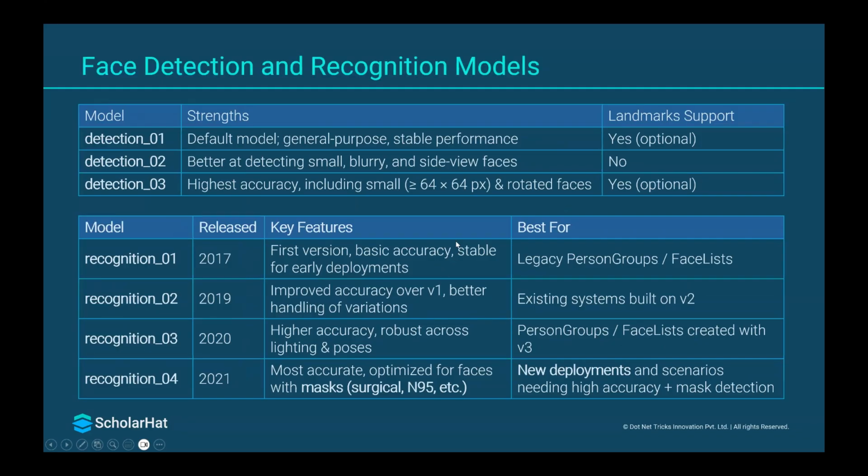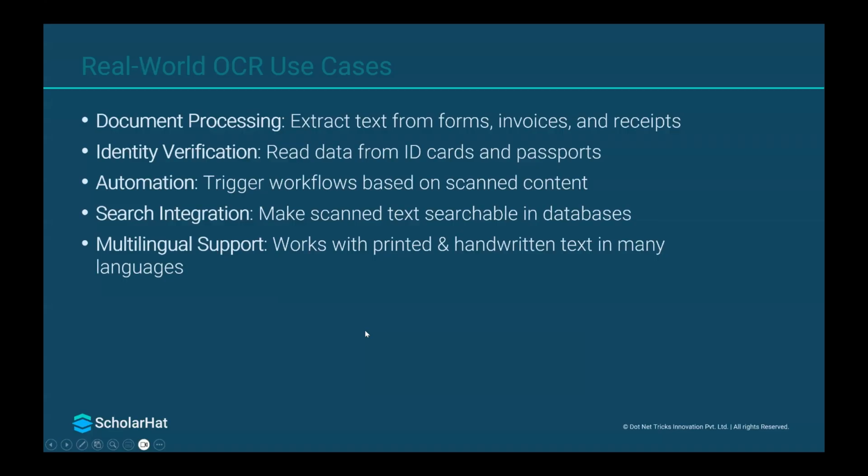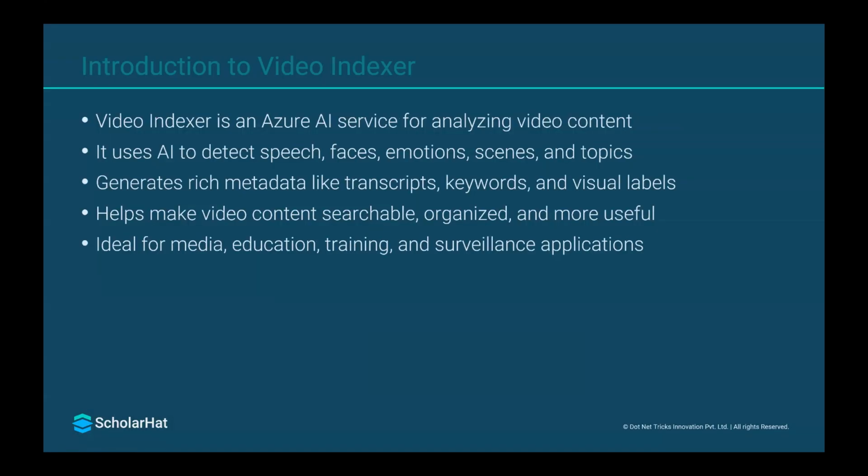When it comes to the models, these are the models we have for face detection. We have three models right now: detection 1, 2, and 3. For the recognition model, we have 1, 2, 3, 4. Next we have OCR, for reading text and converting it into meaningful insight. So that can be done.